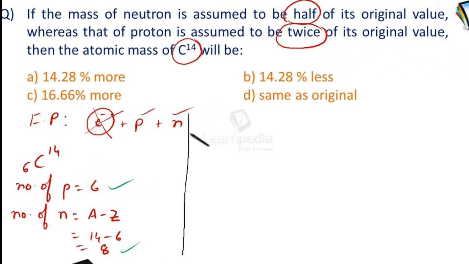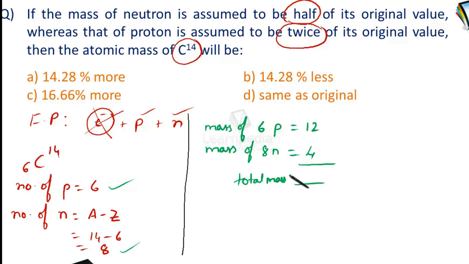Now according to the assumption given in the numerical, the mass of these 6 protons now becomes equal to 12. Why? Because we need to assume that the mass became twice its original value. Similarly, the mass of these 8 neutrons becomes 4, because we need to assume that the mass of the neutron became half of its original value. So now the total mass is equal to 16, and what was the original one? It is 14. So definitely I can say that there is an increase in mass, isn't it?